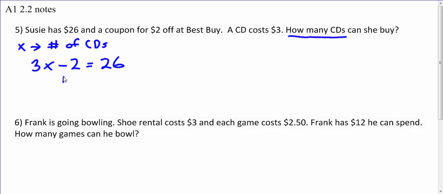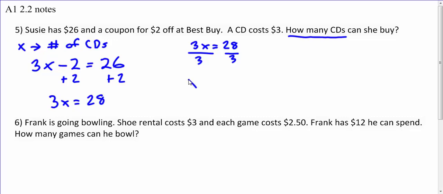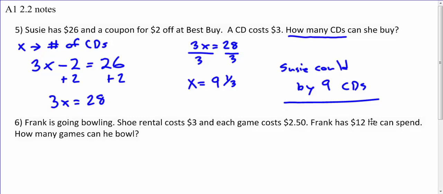So let's start unwrapping this equation. We'll add 2 to each side. And we'll have 3x equal to 28. I'm going to rewrite that over here. And then we can divide both sides of the equation by 3. Now this would give us 9 1/3. Now the issue is a third of a CD is not very useful. They don't work actually. So what we would say is that Susie could buy 9 CDs. Quite the deal. 9 CDs, $26.